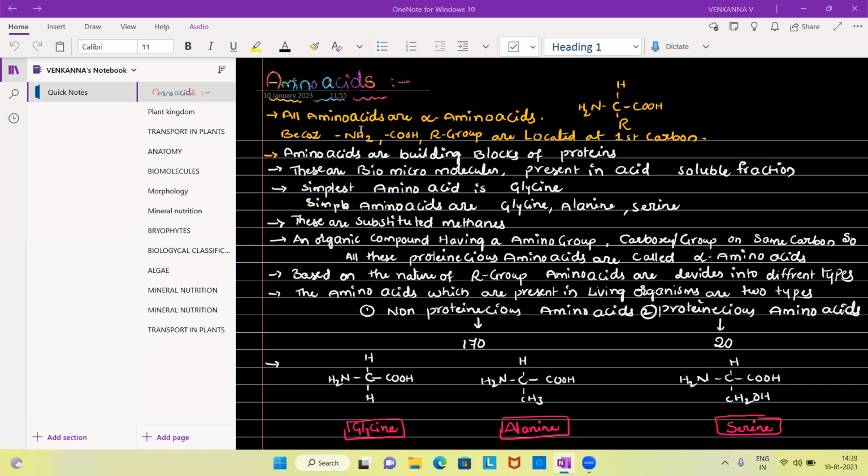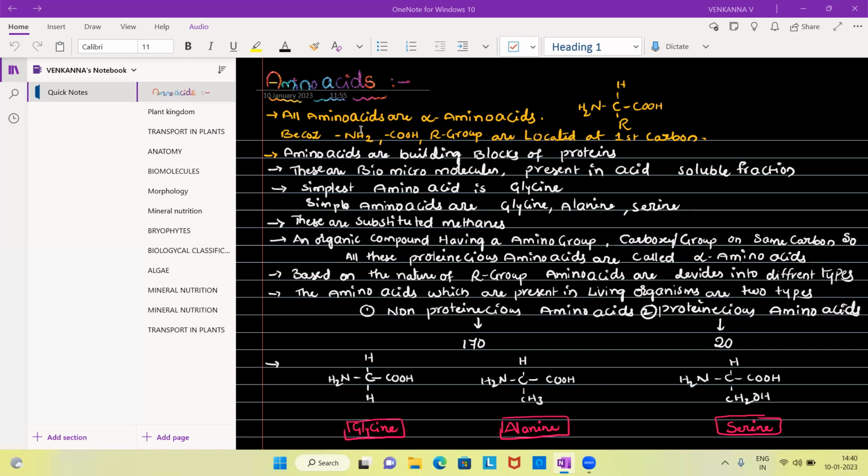Acid soluble fraction has thousands of organic compounds, and acid insoluble fraction has thousands of biomacromolecules. In the acid soluble fraction, biomicromolecules are present. In the acid insoluble fraction, biomacromolecules are present. Acid soluble fraction is also called filtrate. Acid insoluble fraction is also called retentate.